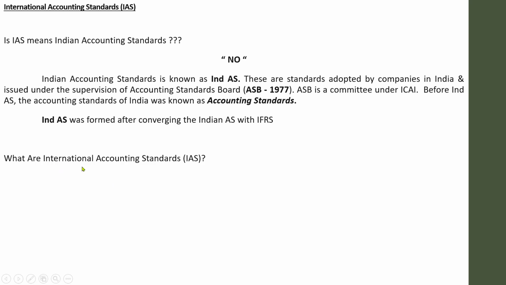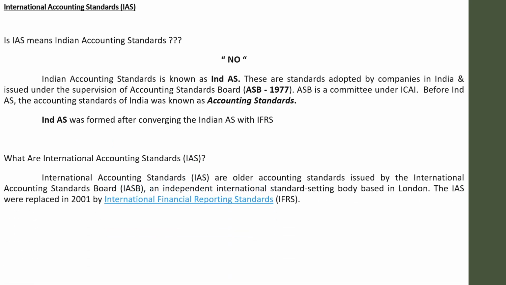So, what are international accounting standards? Again, coming back to the earlier one, IAS. We already went through that area previously, but let us discuss the same area again. International Accounting Standards or IAS are older accounting standards issued by the International Accounting Standards Board, an independent international standard setting body based in London. The IAS was replaced in 2001 by International Financial Reporting Standards.